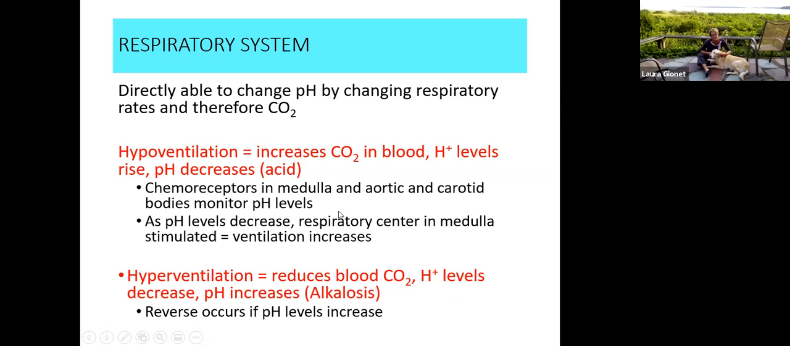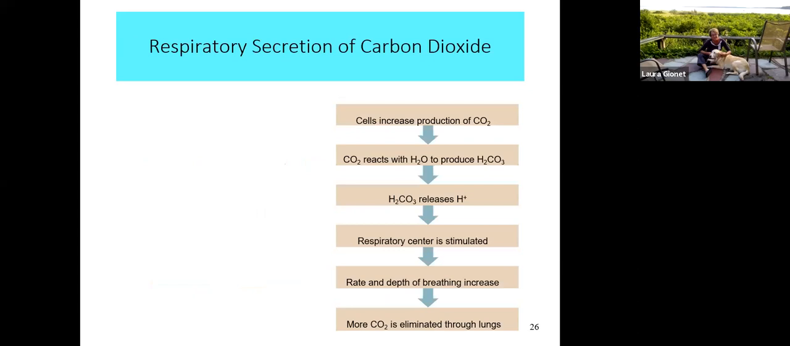That continues. And again, the same chemoreceptors that we looked at for hypoventilation, in the medulla oblongata and the aortic and carotid bodies, will then stimulate a decrease in the respiratory rate and allow the carbon dioxide level to increase, and therefore increase hydrogen ions and decrease the pH to a normal range.